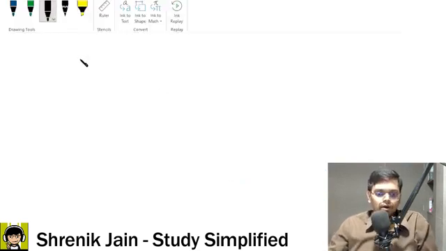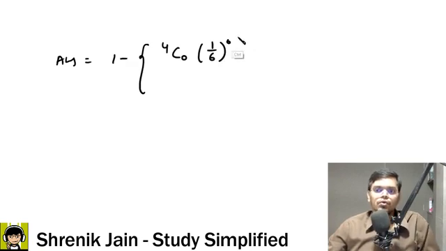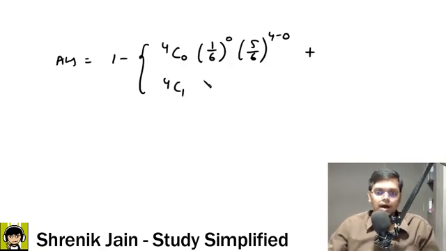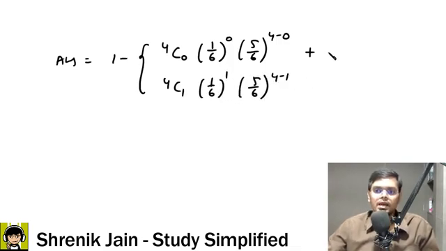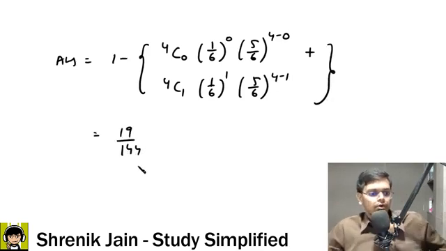So let us move forward. Therefore, my answer is equal to 1 minus P of X equal to 0. So nCx, 4C0, P to the power x and then Q, which is 5 by 6, the whole power n minus x, 4 minus 0, plus we have x is 1, I hope you remember. So 4C1, 1 by 6 the whole power 1, 5 by 6 the whole power 4 minus 1. So finally if you simplify you will get the answer 19 by 144.